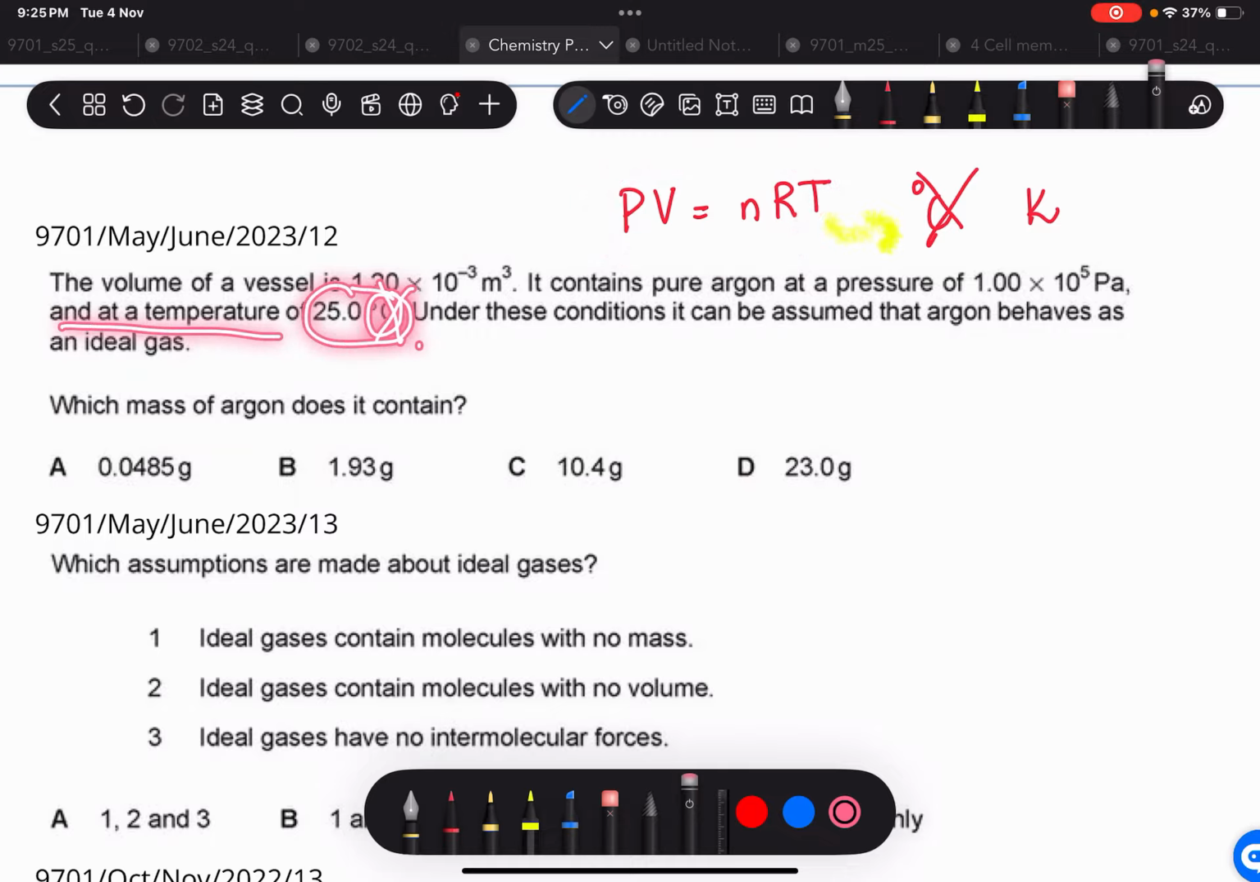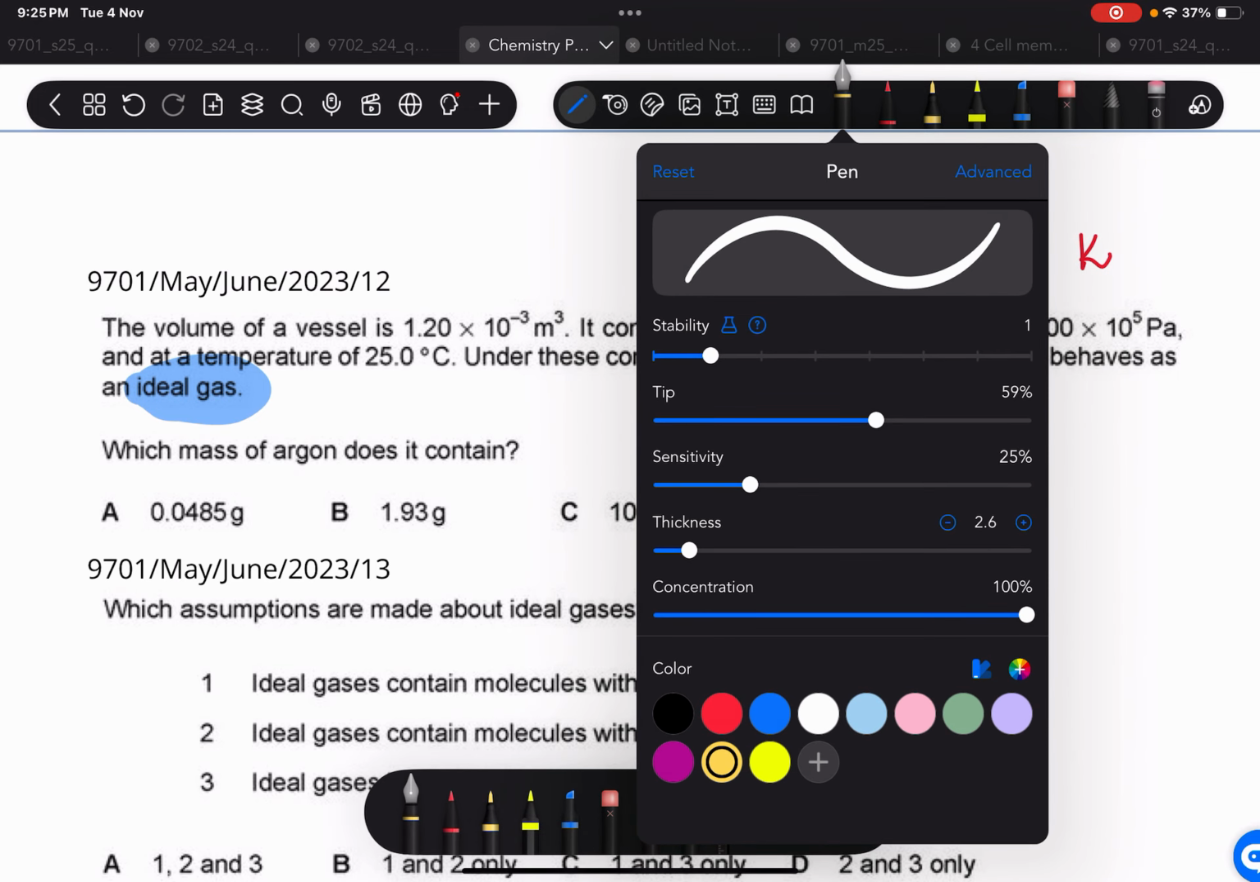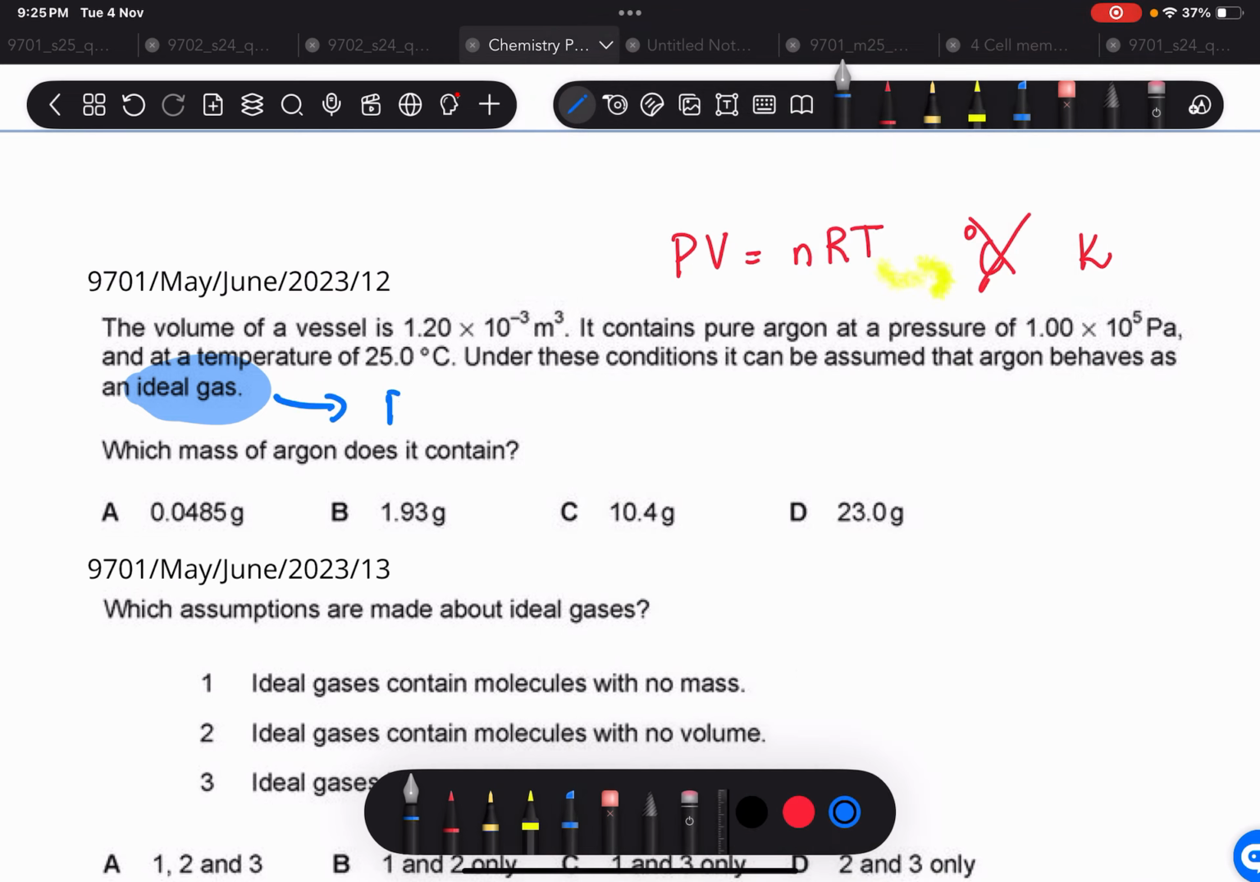You should always remember that if any gas behaves as an ideal gas, then it will always obey one formula, and the formula is simple. PV equals nRT: pressure times volume equals moles times the general gas constant R times T, which is the temperature. So an ideal gas obeys this gas equation. Okay, which mass of argon does it contain? So now we have to calculate the mass.